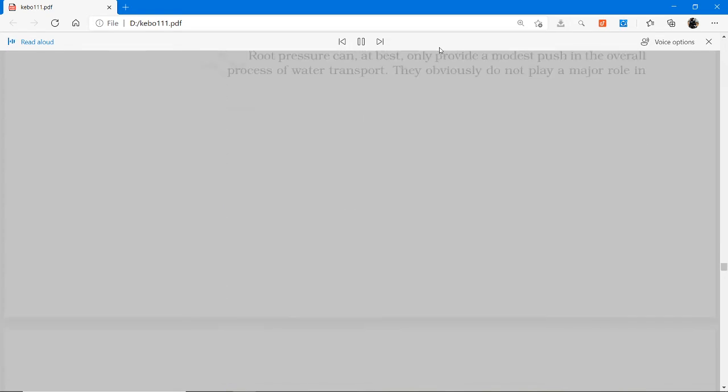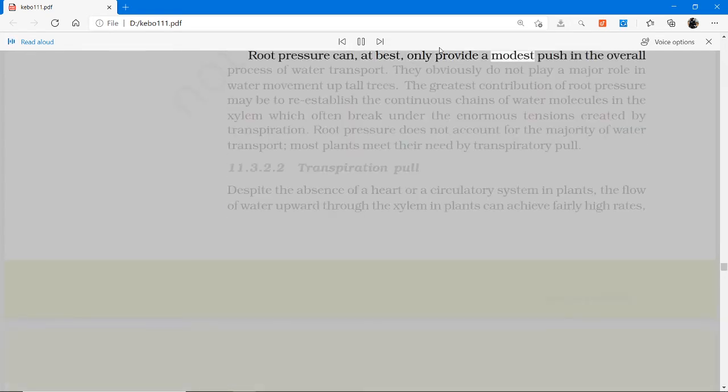Root pressure can, at best, only provide a modest push in the overall process of water transport. It obviously does not play a major role in water movement up tall trees. The greatest contribution of root pressure may be to re-establish the continuous chains of water molecules in the xylem, which often break under the enormous tensions created by transpiration. Root pressure does not account for the majority of water transport. Most plants meet their need by transpirational pull.